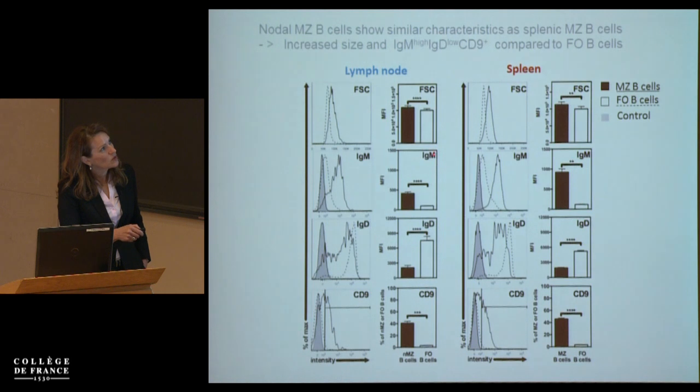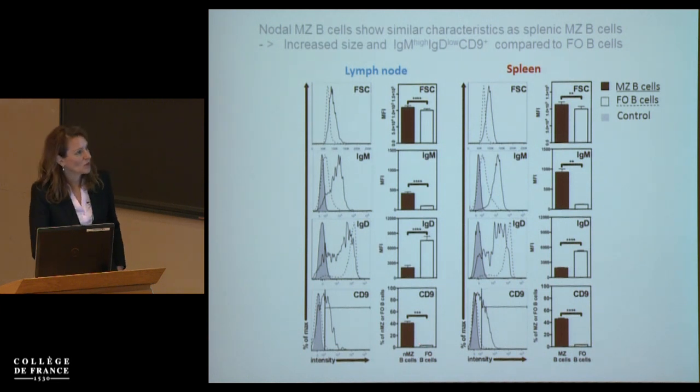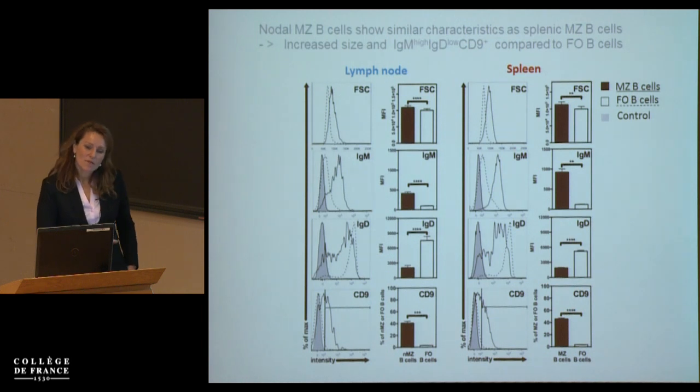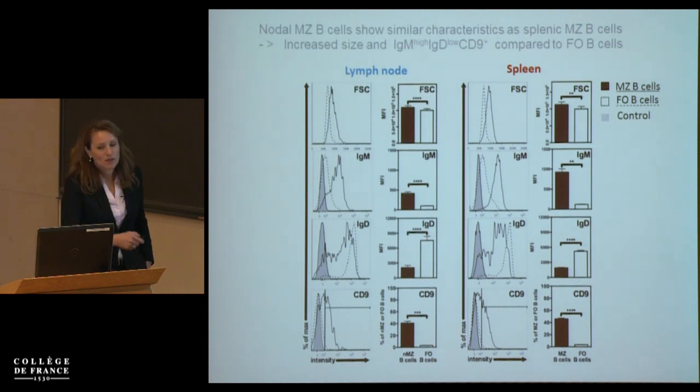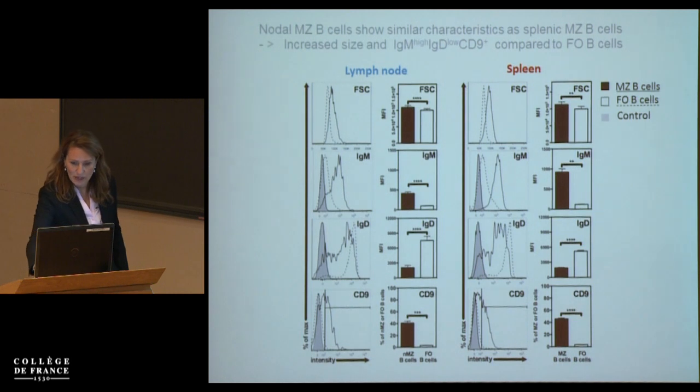Also, marginal zone B cells are high in IgM, compared to the follicular ones in the lymph node, and you see the same pattern in the spleen. They should be low in IgD, like in the spleen, and this is what you also see here. And they have the presence of CD9, which is not present on follicular ones, and you see that also in the spleen marginal zone B cells. So they have many features similar to the marginal zone B cells in the spleen.